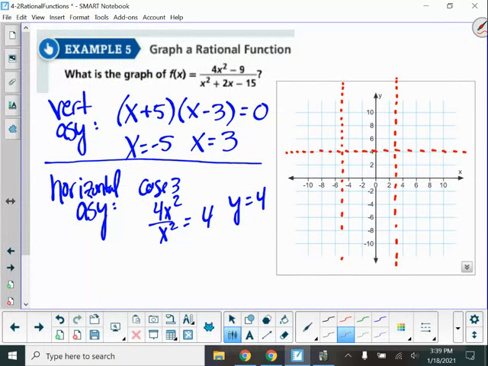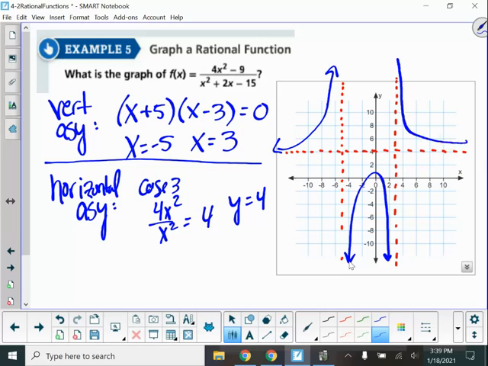You can actually look at the table and see what some of those values are. So we're going to have something that looks kind of like this in the middle. And then we have one of these going on this side, and one of these going on this side. So they're not perfectly graphed, but that's enough for you guys to get a good picture of what's going on.